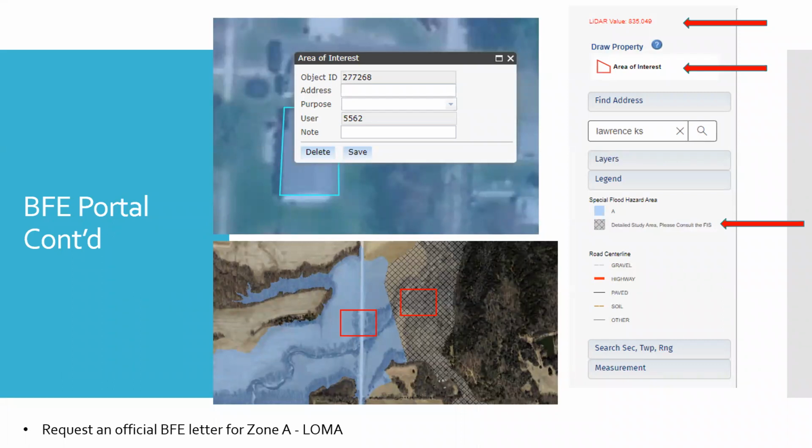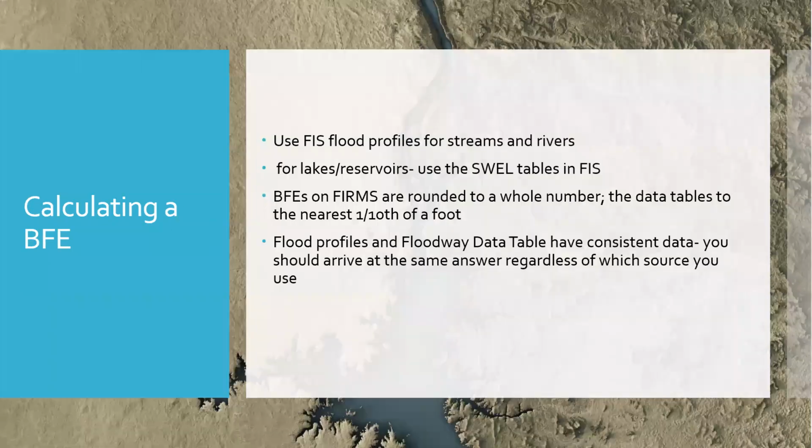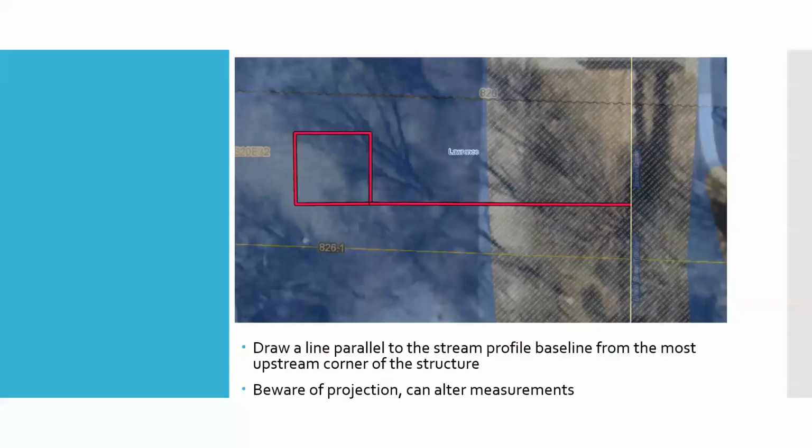And so on the bottom, it's in a zone A, and then it shows you the detailed study area. Obviously, the detailed study area, it says use the flood insurance study, and that is how developers should be calculating that. And so it's the flood profiles in the flood insurance study that we would use to calculate for streams and rivers, like my 1205 Brook Street project. For lakes and reservoirs, it's the still water elevation tables. And like I said, BFEs on the FIRM are rounded, so you don't want to use that.